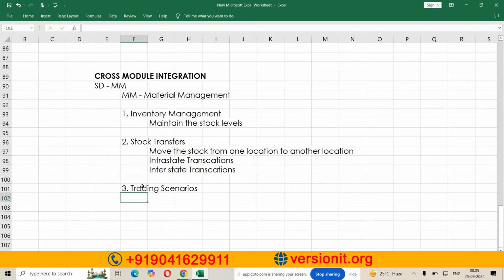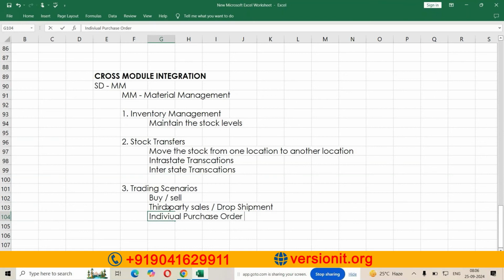Now, when we talk about trading scenarios, buying and selling, in case you are trying to implement SAP for a trading business, where they don't do any kind of manufacturing, they just buy the stock from the vendors and sell it to the customer and they make some money out of it. So how to map that trading scenario in SAP, we try to work with that. And in this trading, we have two major scenarios. One, we call it third party sales, or you can also call it drop shipment. And second, individual purchase order.